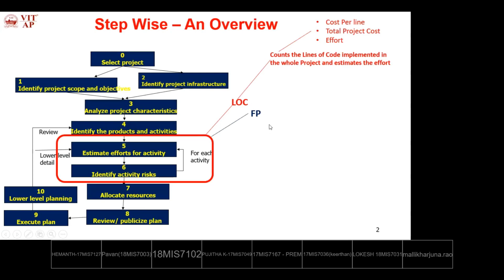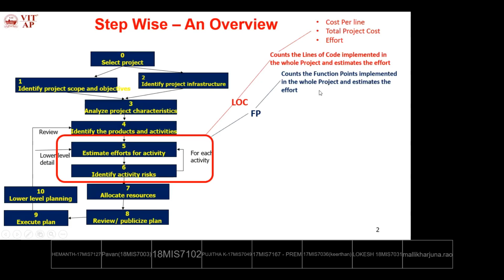So what happens in function point? Here we try to identify the various functionalities that we are providing through the system, which we discussed in step 1, project scope and objectives. What are the various functionalities defined in the project scope? Those functionalities are estimated in terms of function points. It counts the function points implemented in the whole project and estimates the effort of each object, parent object, and so on, in terms of function points.